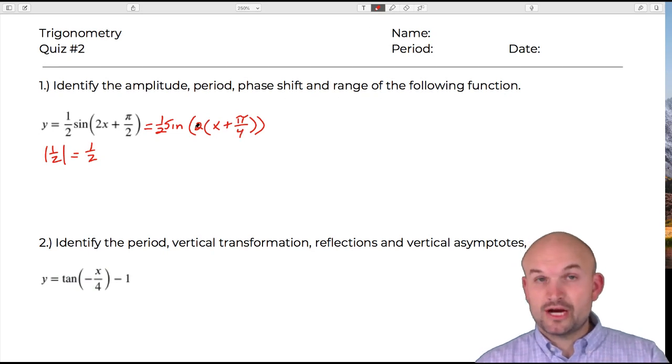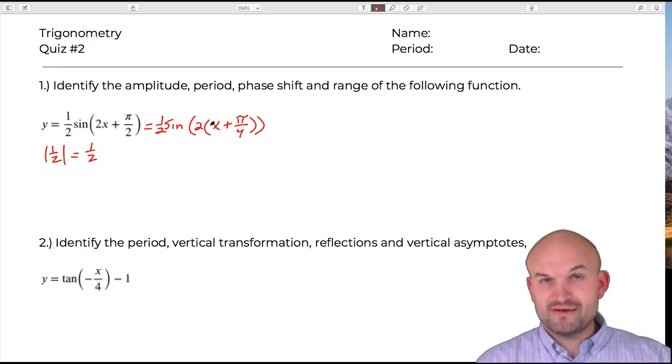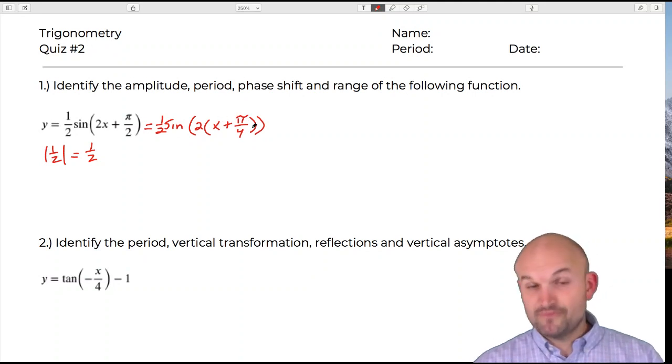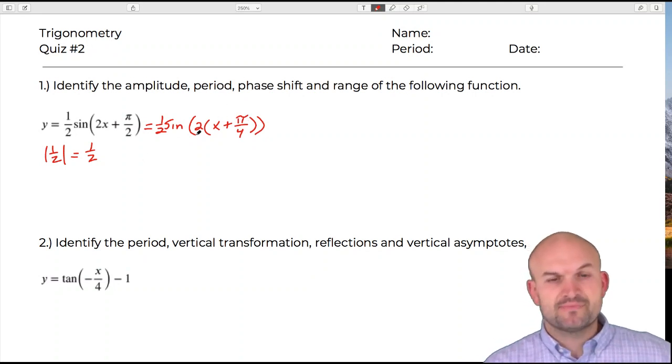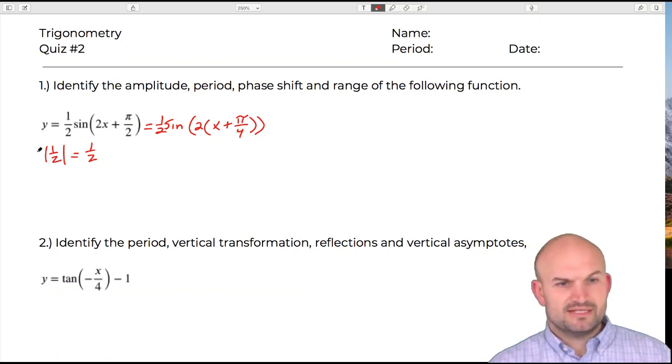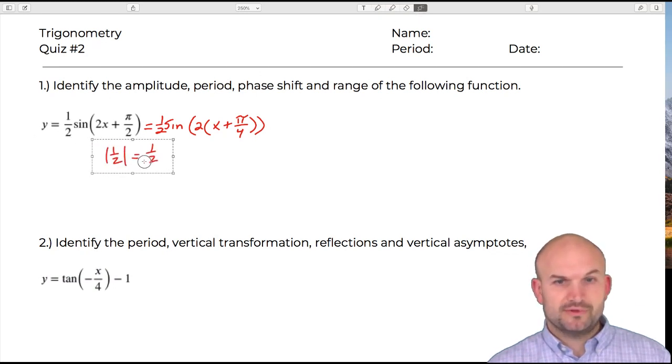And that's why I even wrote it down wrong. We can always check our work by multiplying. 2 times x is 2x. 2 times pi fourths gives you pi halves. So in this case, we can see that our B here is 2, and I forgot to write that down. Let's label our work, because I told my students to label their work, so I should probably do it. So this is the amplitude.